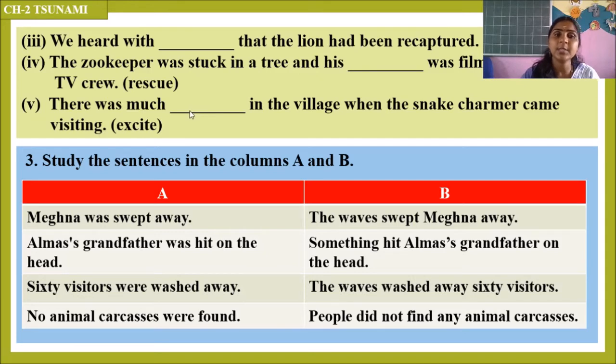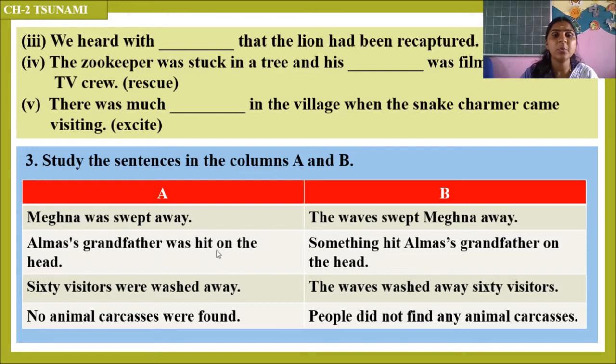So excitement spelling, EXCITEMENT. Excitement. Finished? Now coming to the next Roman. That is, study the sentences in the column A and B. So let us first read the sentences in the given columns A and B. First one is A. Meghna was swept away.